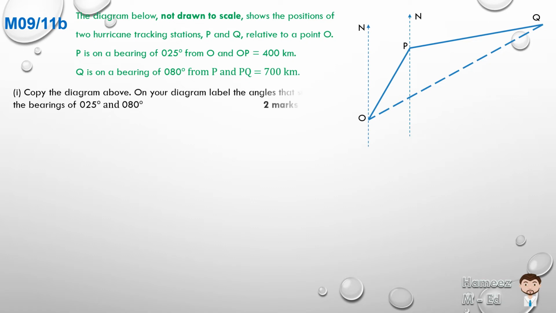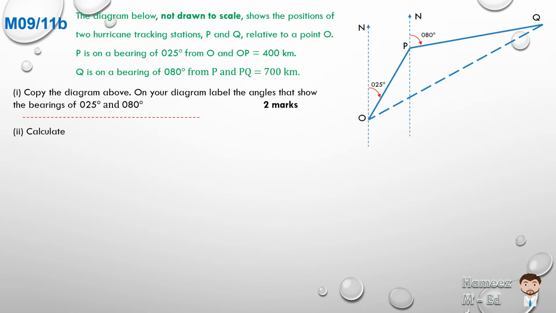Part 1. Copy the diagram above. On the diagram, label the angles that show the bearings of 25 degrees and 80 degrees. So, let's go back to the information. 25 degrees was the angle from O. So if we stood at O and we're facing north, and we turn clockwise to the right, then that will be shown in a red arrow. And how many degrees? 025. When we're writing these angles, we always use 3 figures. And 80 degrees would be standing at P, facing north and turning clockwise until we face Q.